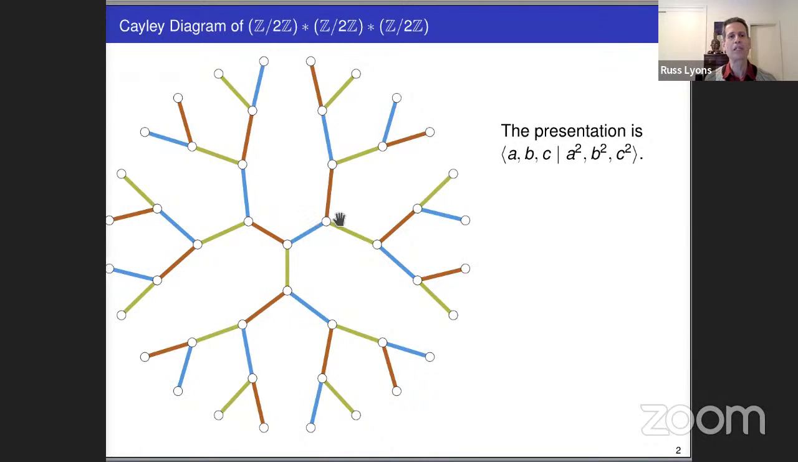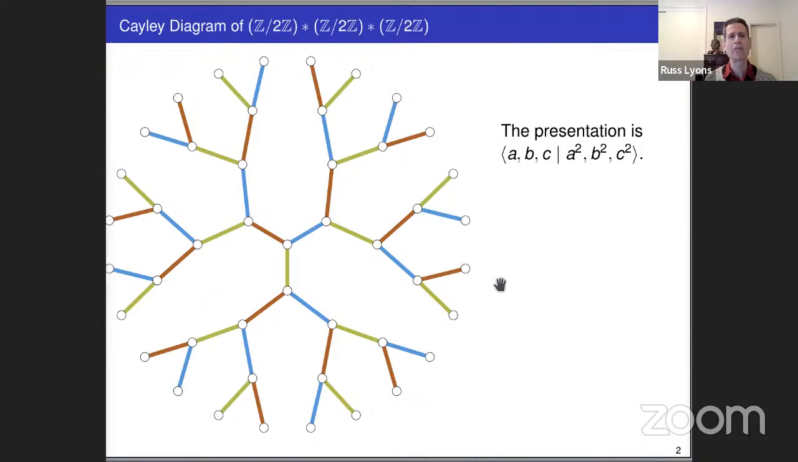And we will think of this as a Cayley diagram of the free product of three copies of Z mod 2. And so the Cayley diagram means that for each edge, it's labeled with the corresponding generator, A, B, or C. So there are three generators, and the relations are that they're all involutions. So this is Z mod 2, okay? And there are no other relations. That's why it's a free product. So there are no cycles. Now, I just labeled them three colors here.